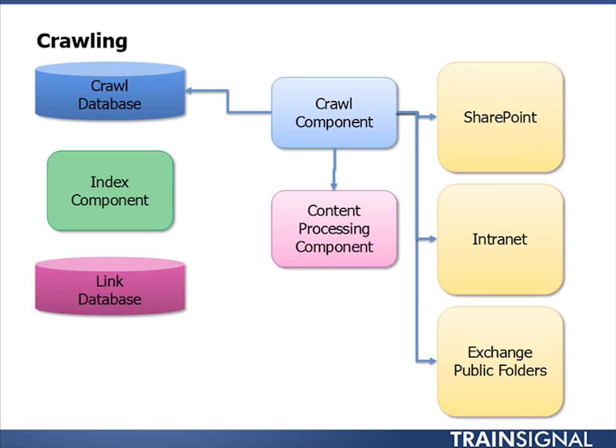Now, my content processing component is going to bust open the item and find all the information that it can find. All the metadata and the corpus of the document itself is going to be sent off to the index component. The link location, and where the item happens to be, is going to be sent off to the link database. Any URLs that might be found are going to be sent off to the crawl database.